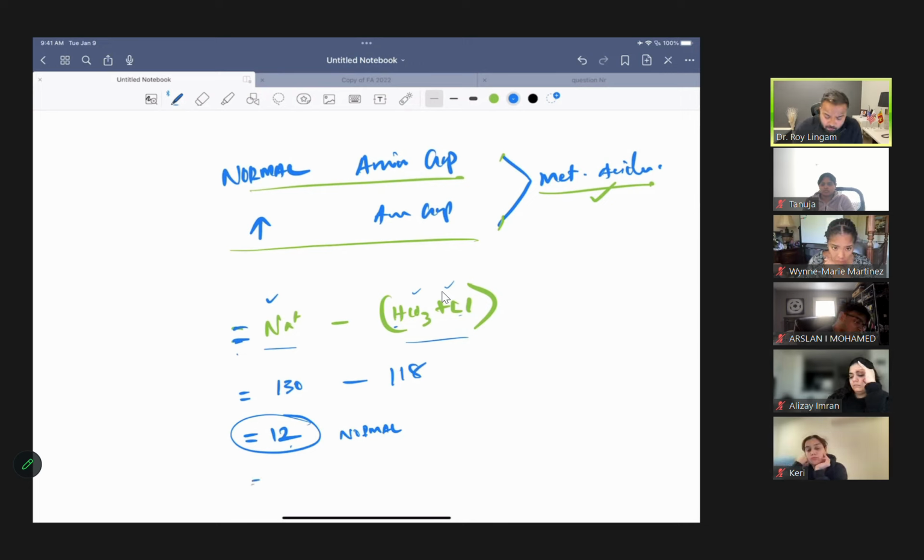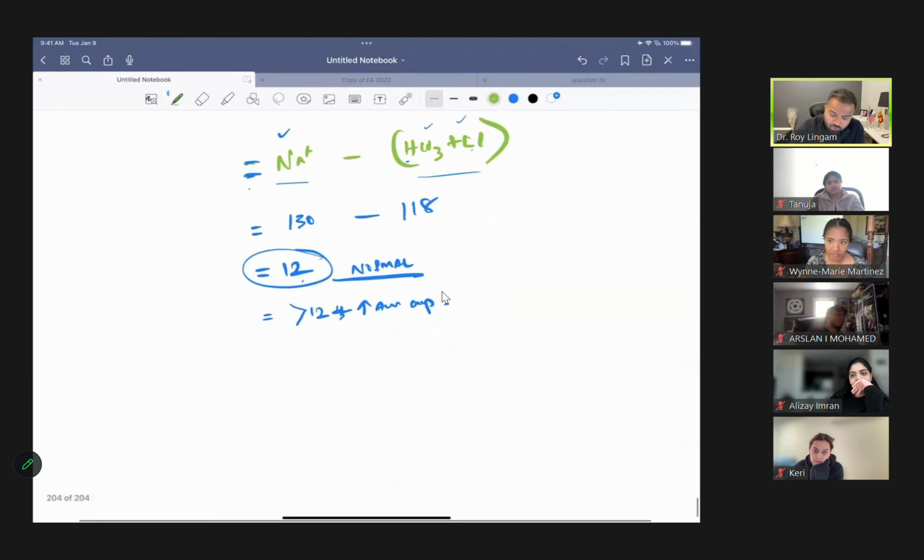If you get that number more than 12, let's say for example you are getting 14 instead of 12, that will become increased anion gap. Is everybody clear, folks? Up to 12 is normal. More than 12 is considered increased anion gap. Now, anybody wonder why up to 12 we call it normal? If you want, I will explain. If you don't, then I don't have to. Okay, so you guys wonder why up to 12 is normal, right?